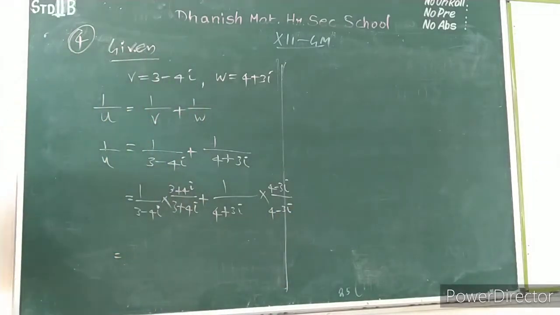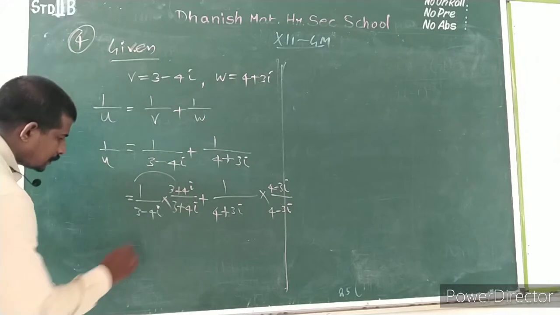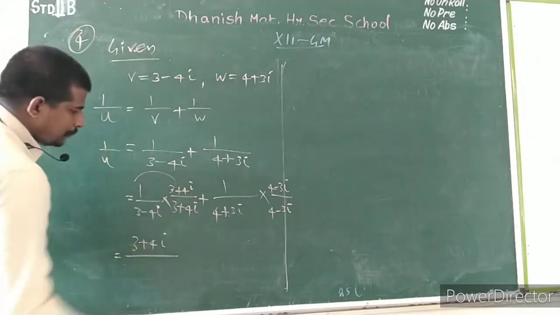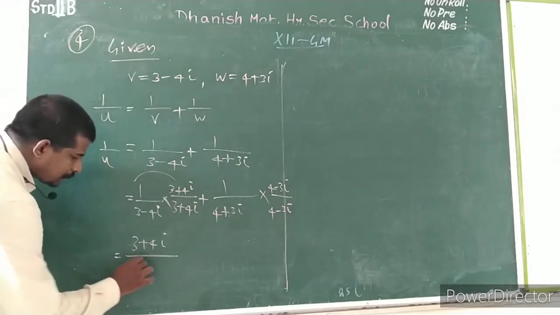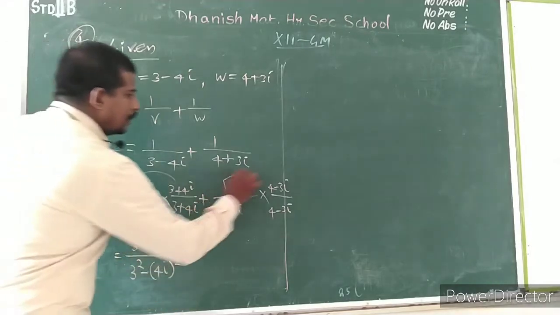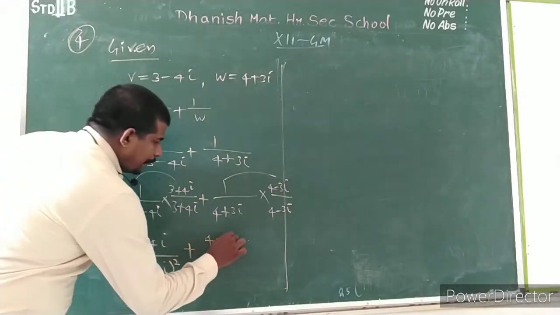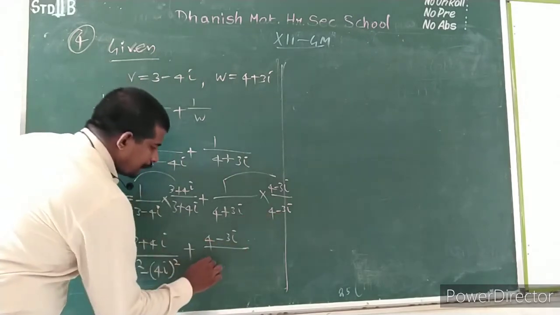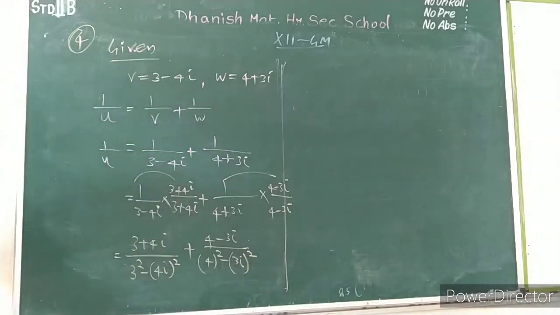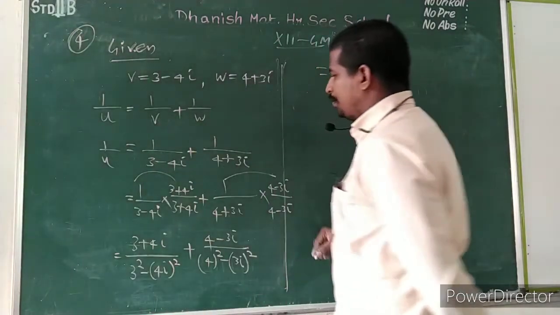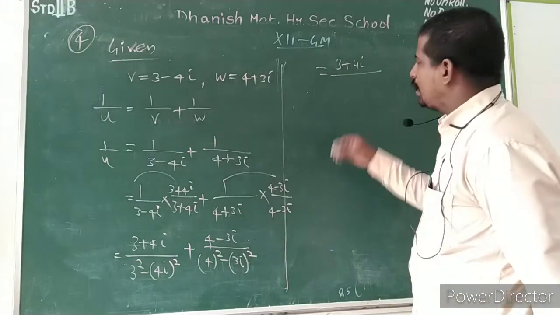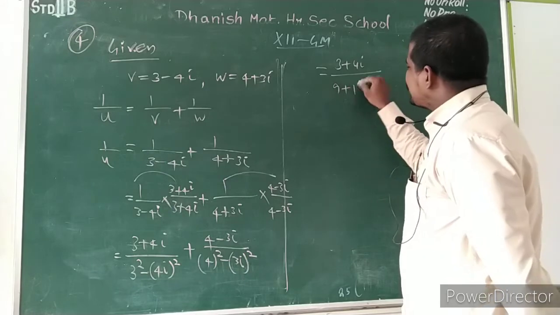Now the next step would be 1 into this (3 plus 4i). Look at the denominator. Here I am going to apply the (a plus b) into (a minus b) formula. So a square minus b square, plus (4 minus 3i) divided by 4 square minus (3i) whole square. Now this is equal to (3 plus 4i) divided by, here we will have 9 plus 16.